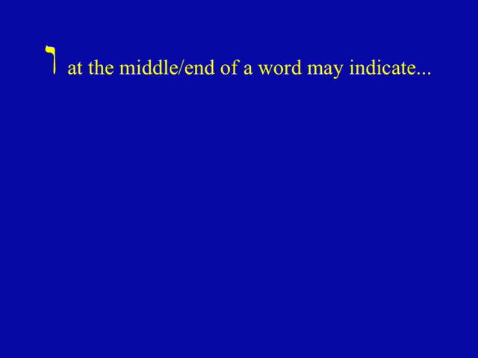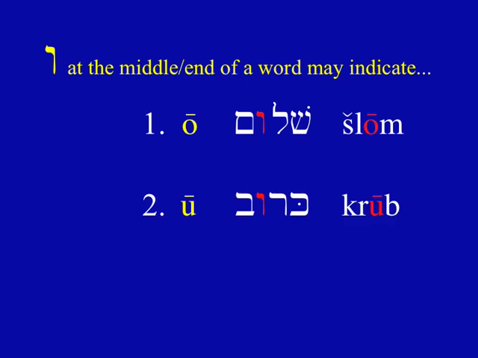Similarly, vav, either in the middle or the end of the word, might indicate not the consonantal sound v or w, but the long o sound, as in the word shalom. It makes a kind of sense. Put your mouth together to make the w sound. Ooh. It's the same shape your mouth makes when you say shalom. Or the oo sound, ooh. Karuv.